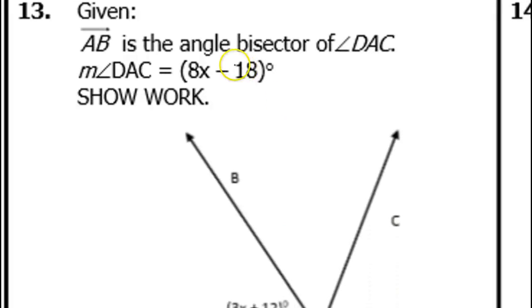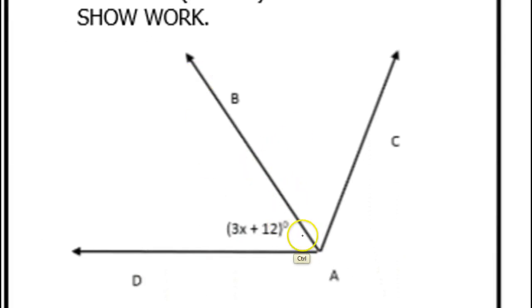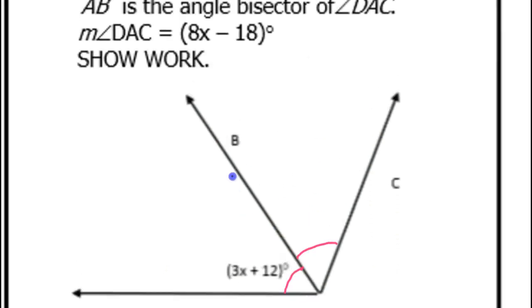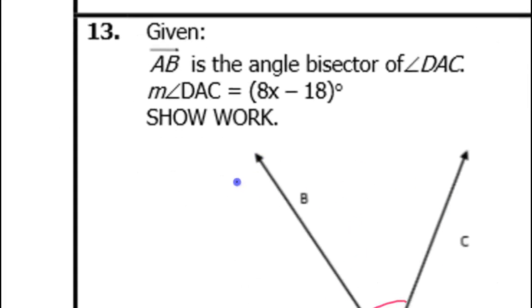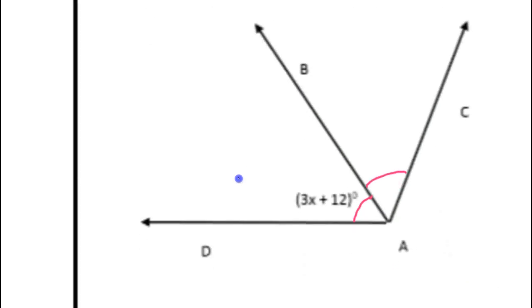Okay. Given that AB is the angle bisector of angle DAC. All right, so angle bisector. Angle bisector means that it's cutting a larger angle into two equal halves. So these two parts are equal, like half equals half. Okay, so now what are they telling me? Angle DAC is equal to 8x minus 18.